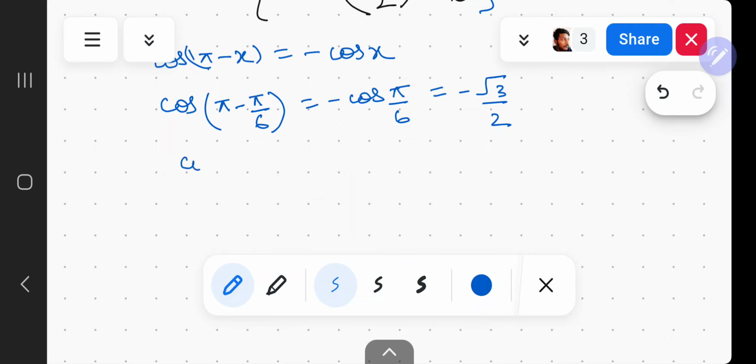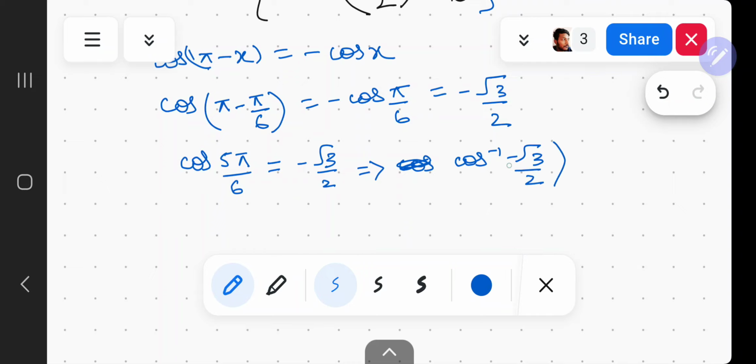Now cos pi minus pi by 6 is equal to cos 5 pi by 6. To find the principal value of cos inverse of any value which is negative, we have to apply this method. So that will be minus root 3 over 2. So cos inverse minus root 3 over 2 is equal to 5 pi by 6.